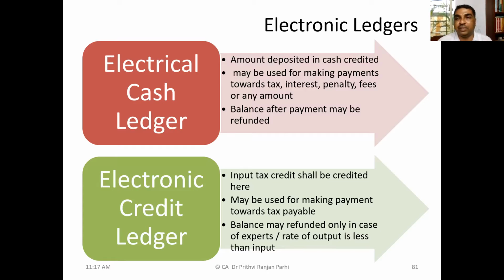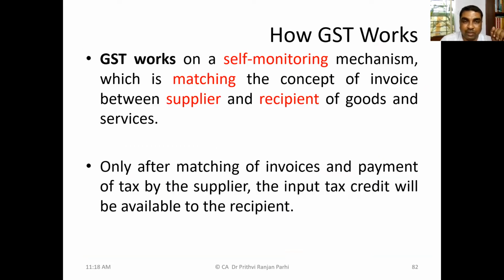We know how these various kinds of ITC are going to be utilized. But there is a possibility that an item may not be reflected in the electronic credit ledger since the supplier has not uploaded those invoices. In that case, this limit of 5% that we studied right now will be useful to us. We'll be able to take input tax credit on the basis of this self-monitoring mechanism.